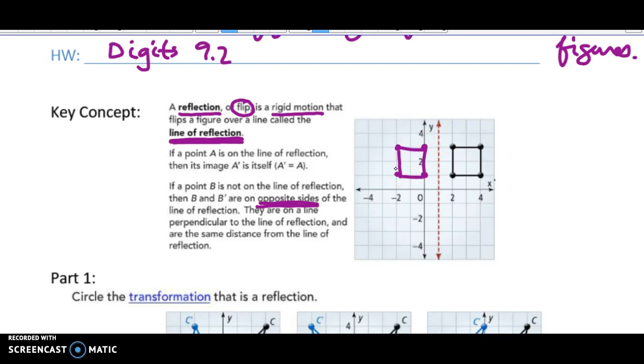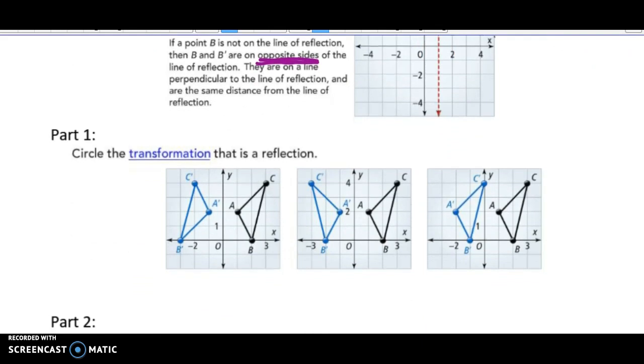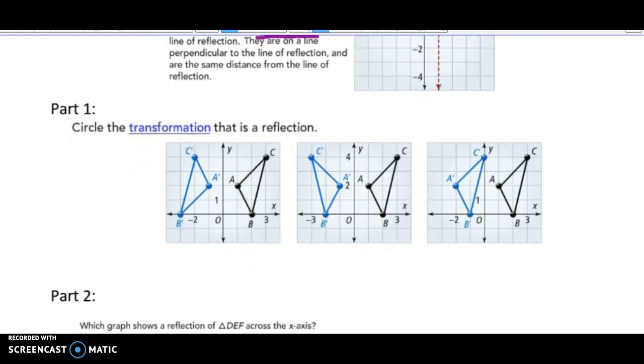So remember, a rigid motion, we didn't change the size or the shape, but we simply flipped it across this line. And because it's been reflected across that line, if we were to fold that coordinate plane on that line of reflection, everything should line up exactly.